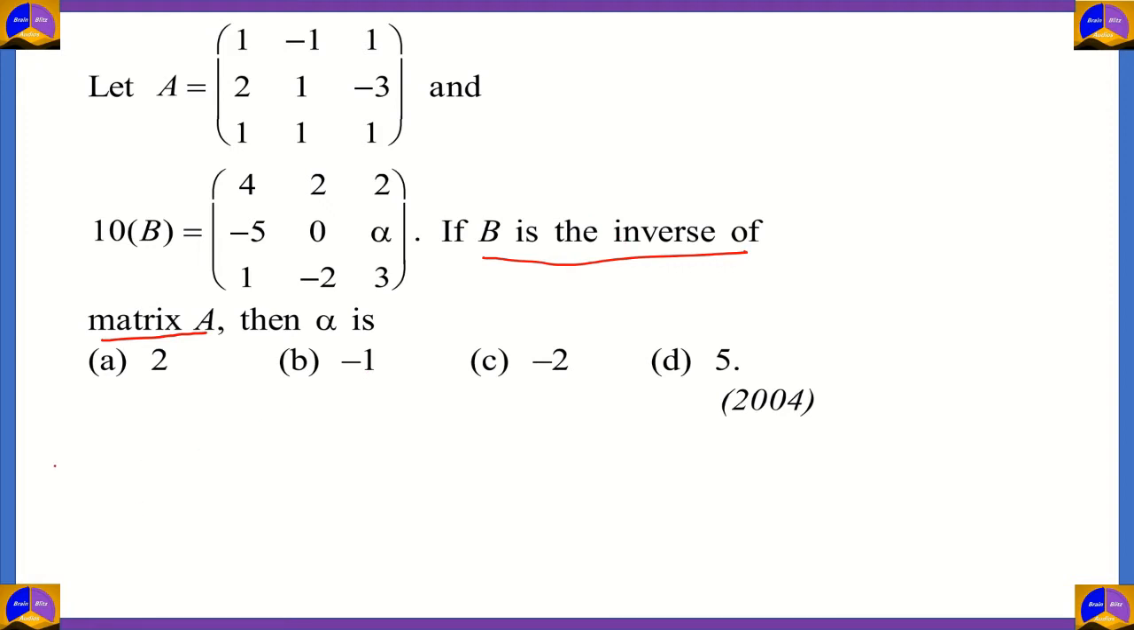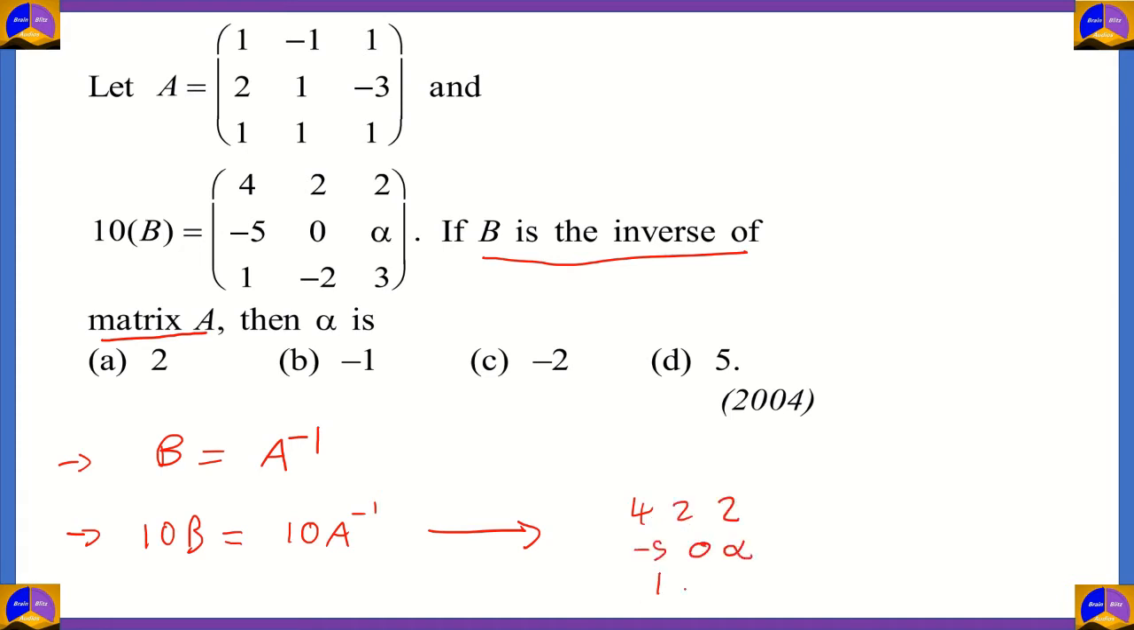So what does that mean? It means B is equal to the inverse of matrix A, which we'll write as A inverse. So if B is equal to A inverse, then by multiplying 10 on both sides, you can write 10B as equal to 10A inverse. Now you know the value of 10B. The value of 10B is [4, 2, 2; -5, 0, alpha; 1, -2, 3]. This is equal to 10 times A inverse.